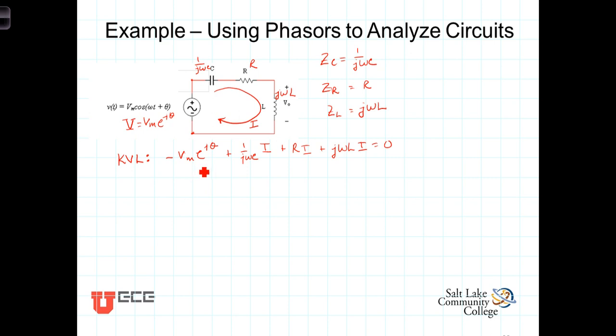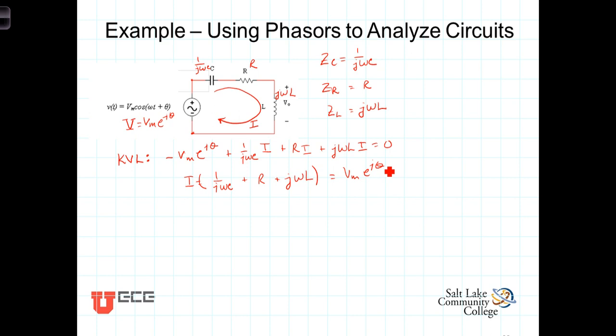Now, this is not a function of I. In fact, this is the constant associated with the source. So let's bring it to the other side and factor out the I that is common in each of those terms. We have then I times 1 over j omega C plus R plus j omega L is equal to V sub m e to the j theta.